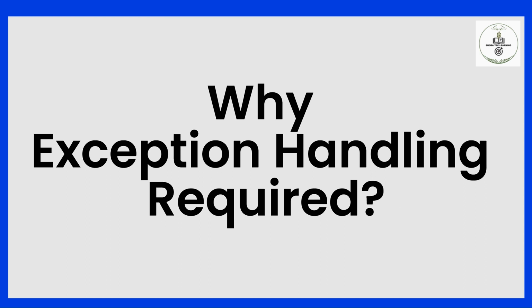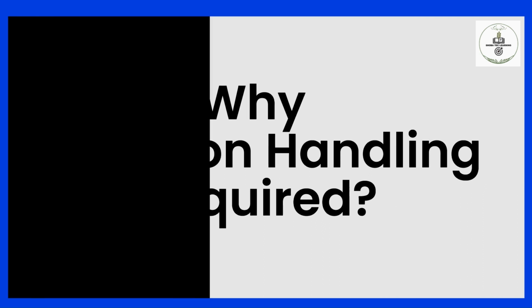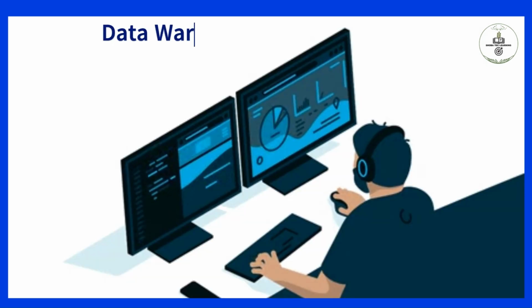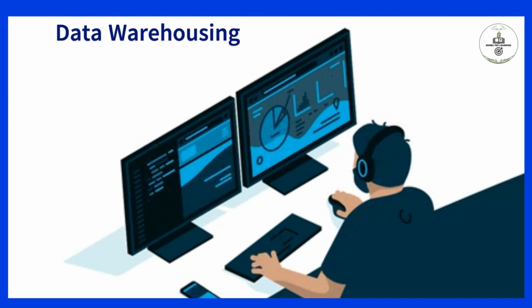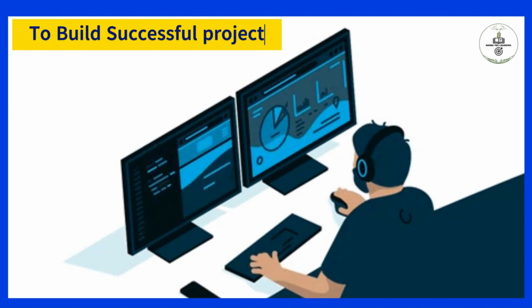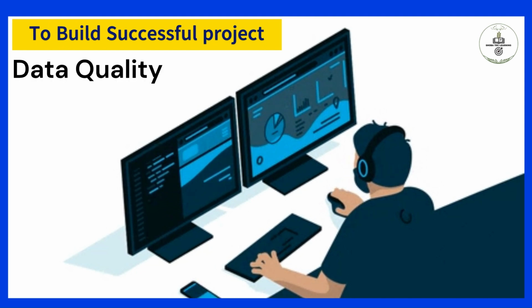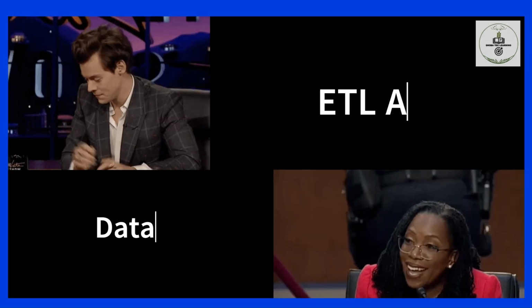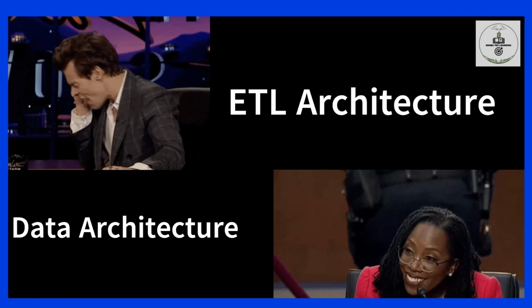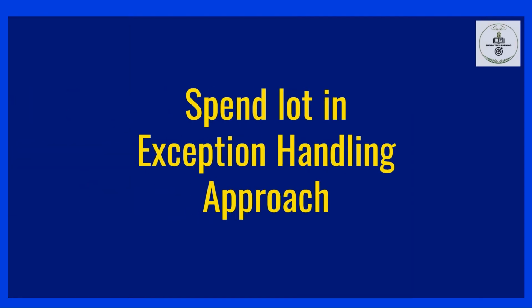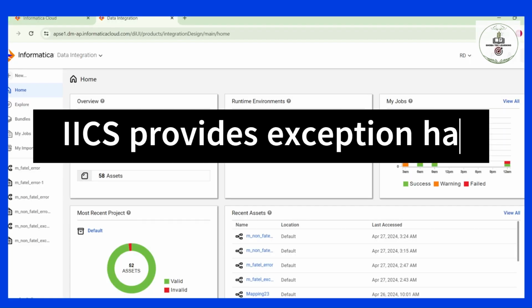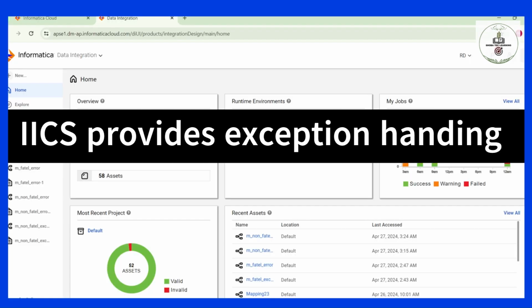that is, error handling in IICS. First, we should know why exception handling is required. Whenever we are working on a data warehousing project, if I want to build a successful project, I want to maintain the quality of data. It's so important. So the ETL architect as well as the data architect spend a lot of time to define this exception handling approach. That's the reason Informatica Cloud gives a set of options to take care of exception handling.